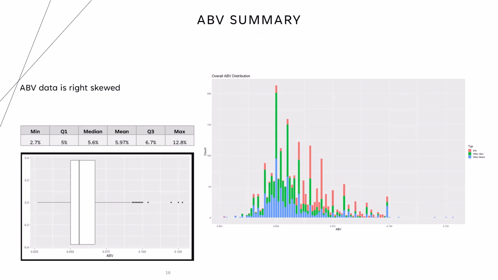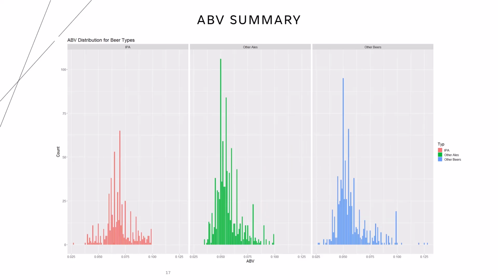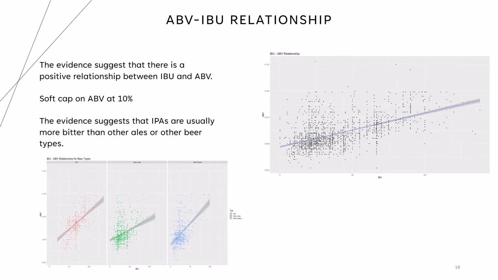Looking at the ABV summary, the distribution tends to be a little bit right skewed. It's really interesting when you break it down by beer type. IPA seems to be more normally distributed. Other ales and other beers tend to be a little more right skewed, which is causing the overall data set to have that slight right skewness to it.